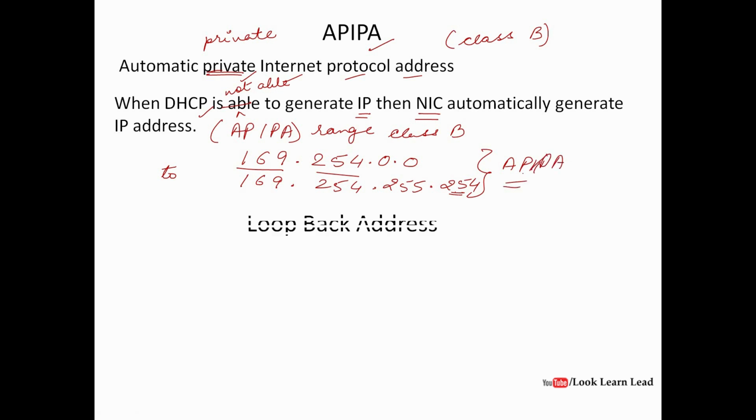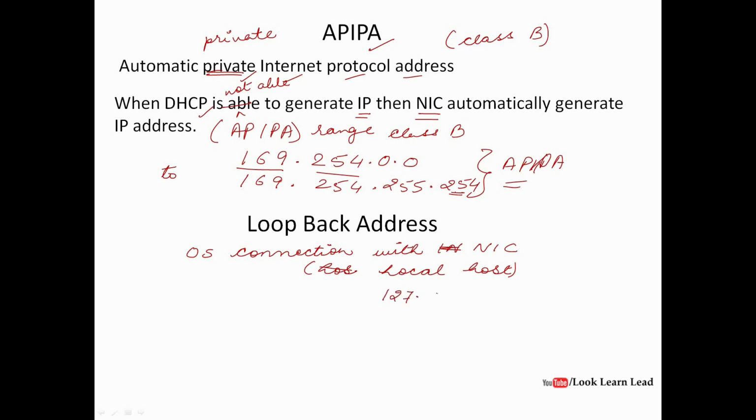The next is the loopback address. What is a loopback address? It is the address that shows the operating system's connection with the NIC. Sometimes we call it localhost. You all must know that we generally use the address 127.0.0.1 for localhost. It is a common address for localhost.